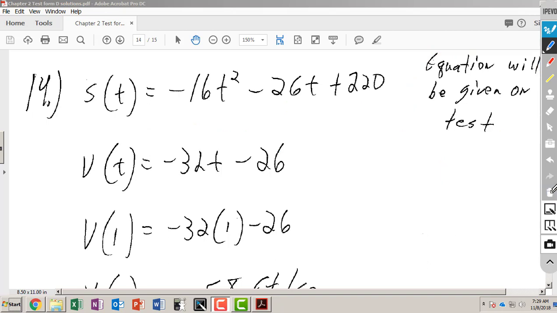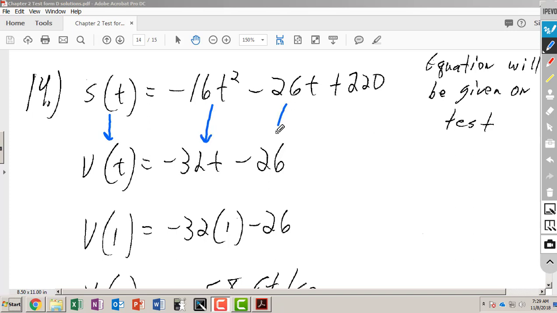So now I just have to find its derivative, because the question is, what is the velocity at 1 second? So remember, the first derivative is your velocity. So when I take my derivative of my position, which in physics is represented by s of t, I get v of t. I take the derivative of negative 16t squared, which is negative 32t.